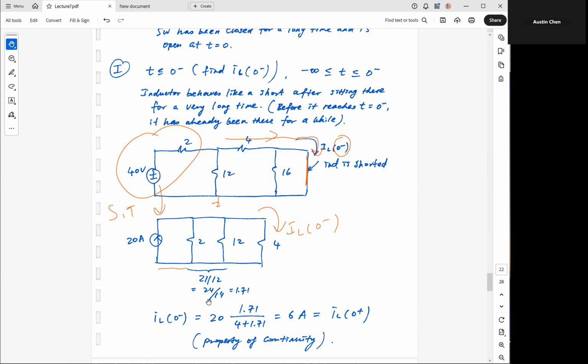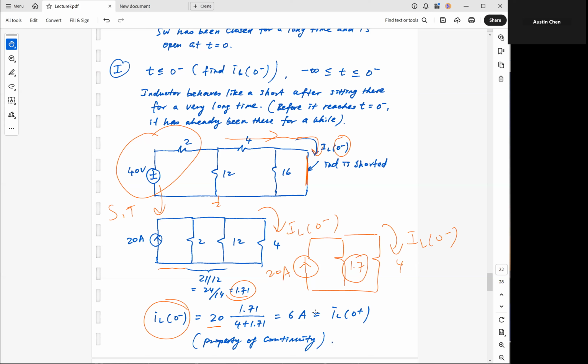Now I need to combine these two resistors first, so that I end up with something like this. So this is 4, then this is IL at 0 minus, and this is 1.7 after the parallel combination, and this current source is 20 amp. Therefore IL at 0 minus, the current passing through this 4 ohm resistor, is simply equal to 20 times, not 4 on the top, but 1.7 on the top, divided by the sum.